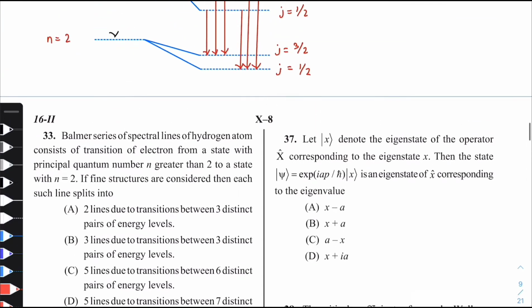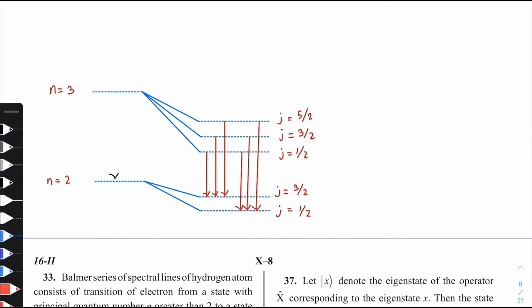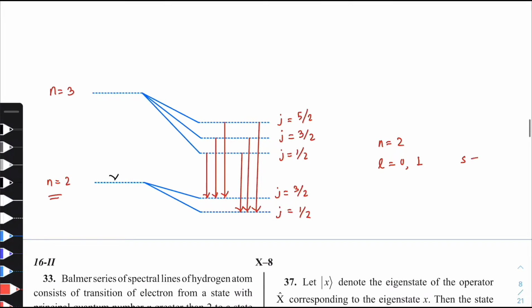Now the energy level n equal to 2 splits into 2 parts. Let's see how. N equal to 2 means L is 0 or 1. We have the spin angular momentum s equal to half. So let us add L plus s. When L is equal to 0 and s is half, the total angular momentum is half. But when L is equal to 1 and s equal to half, then J could be 3 by 2 or half. So we have two distinct values of J. That's why this n equal to 2 state splits into 2 parts.